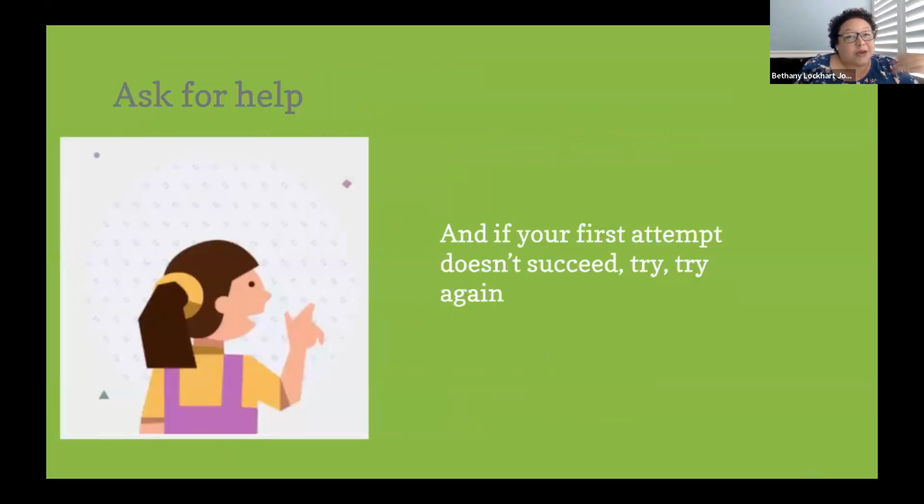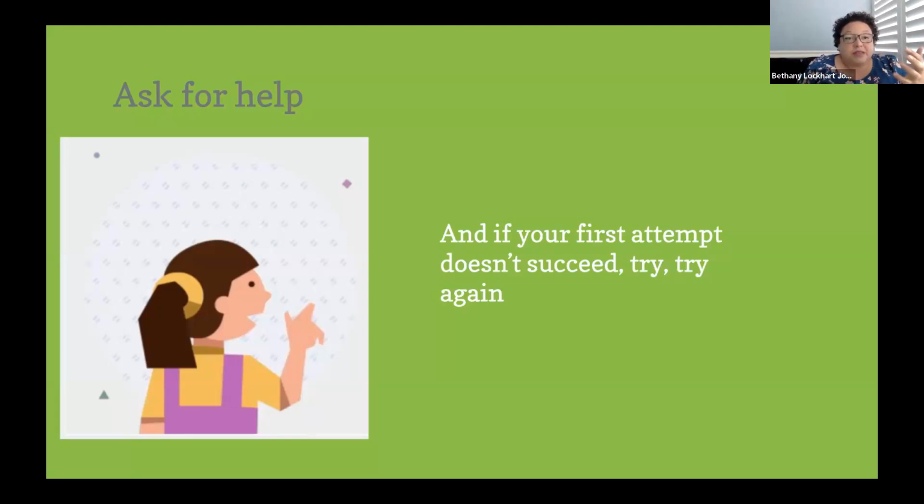Ask for help. And if you're a student who's struggling with math anxiety, and I will say navigating math anxiety, actually, if your first attempt doesn't work, try again. So if you ask for help, or if you have looked for a certain resource and that didn't work, or maybe your teacher offered a resource and time working with the teacher didn't help, try again. Because there are so many resources out there.